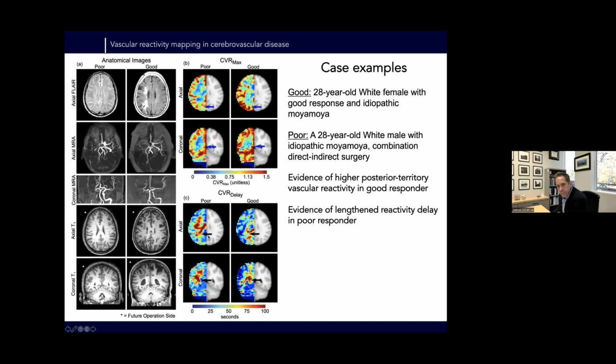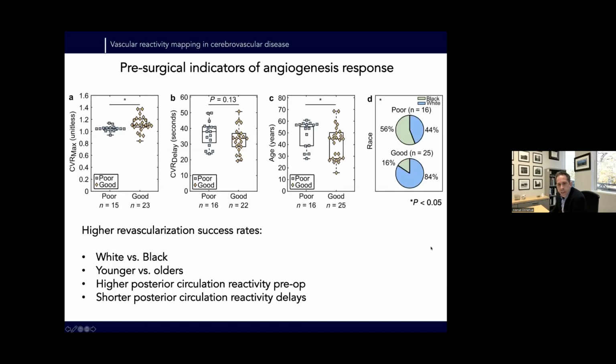And if you look at those reactivity delays, you can see that they're a little bit longer in the person that had a poor response versus the person that went on to have a good response. But they are subtle, like they're not blatant, they're subtle effects. But potentially, looking at the health of the posterior circulation could be useful in portending outcomes.